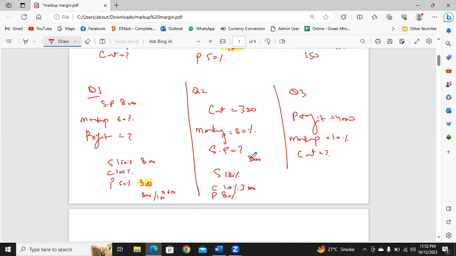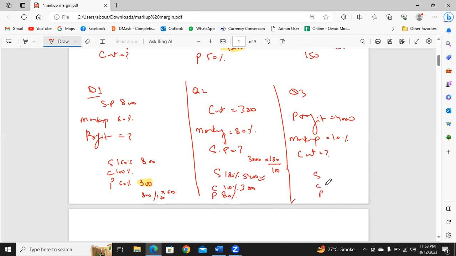The price is 3,000 into 100 by 180. No, we have to find the selling price, into 180 by 100. Yes, exactly. So what should be the price? 5,400. So it is 5,400. Now the third one.